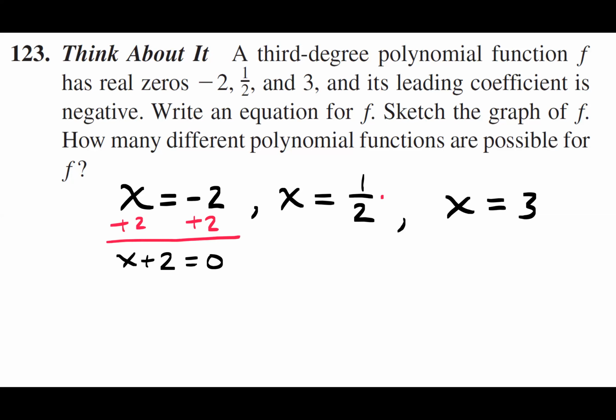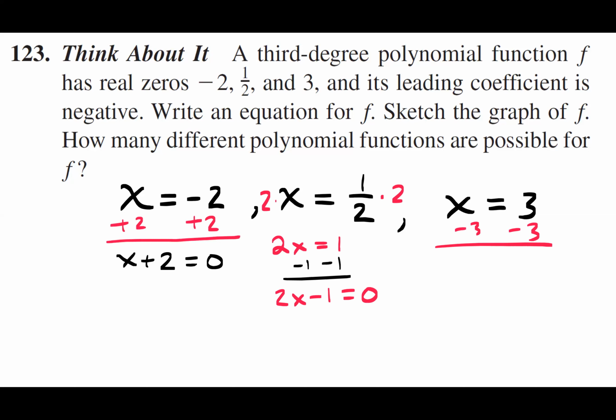So how about this? We're going to multiply both sides by 2. 2x is equal to 1, and we're going to subtract 1 from both sides and get 2x minus 1 equals 0. And the last one here, subtract 3 from both sides, and I got x minus 3 equals 0. So how do we make this into a polynomial? This is a third-degree polynomial, so we actually have 3 answers, so we're perfect.